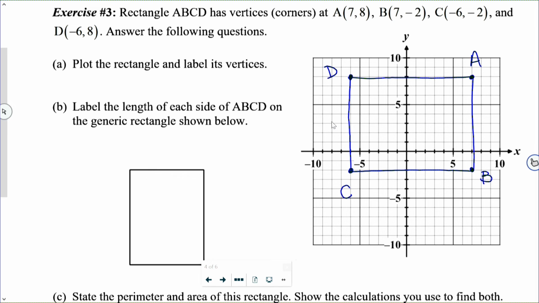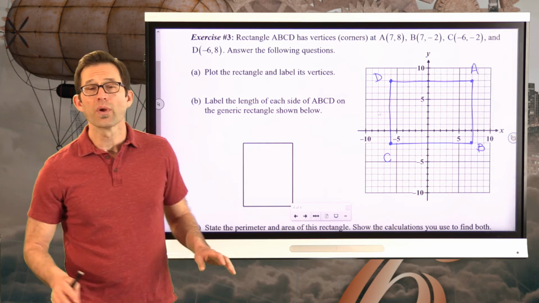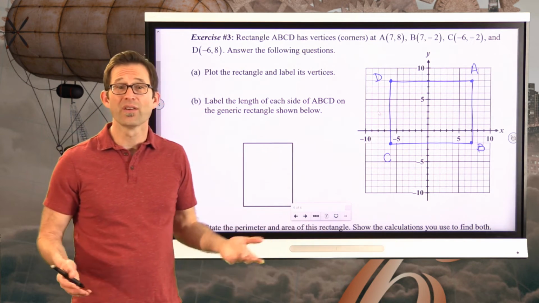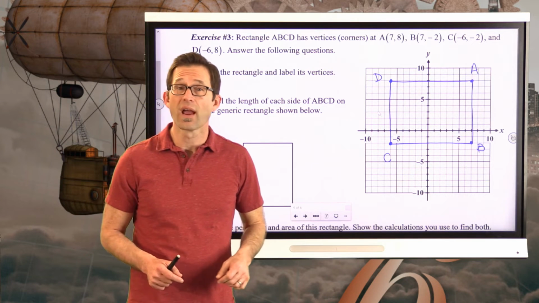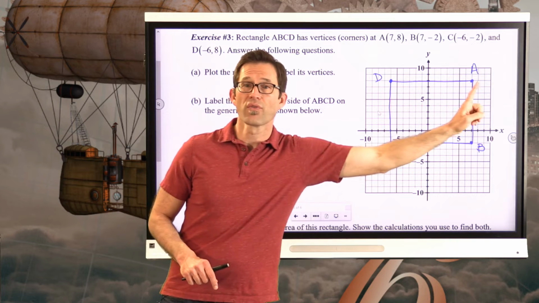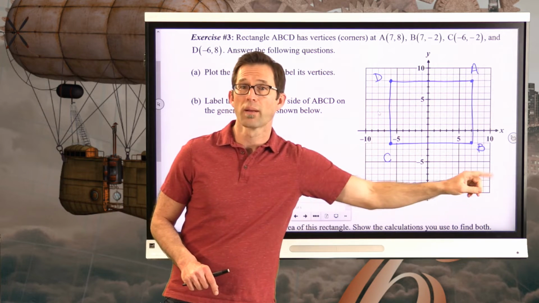Letter B. Label the length of each side of ABC on the generic rectangle shown below. All right, so in other words, it's obviously a rectangle, but I still need to know its length and its width to calculate its area and maybe its perimeter. So let's first get the length along the top. Obviously the length along the bottom is going to be the same.